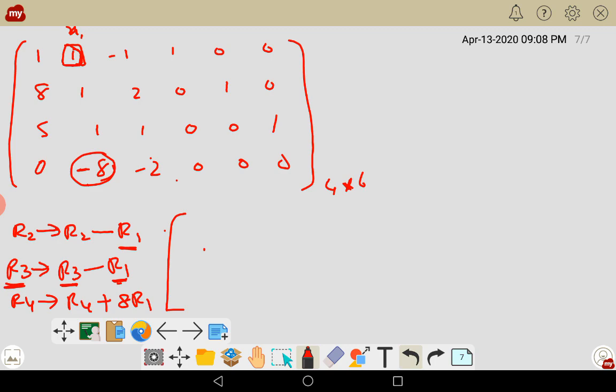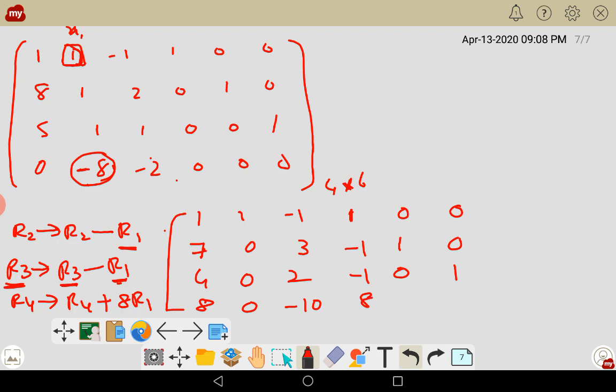Use these formulas again. You know the reduction method, so I just write the answer here. 1 1 negative 1 1 0 0, no change in the first row. Second row will be 7 0 3 negative 1 1 0. Third row will be 4 0 2 negative 1 0 1. Last row will be 8 0 negative 10 8 0 0. See, this is the reduced matrix. Actually, we have reduced only this column. We got a leading element here, and other elements in the column are 0. So we got this matrix. And you see in the last row there is a negative, so we should repeat the procedure.